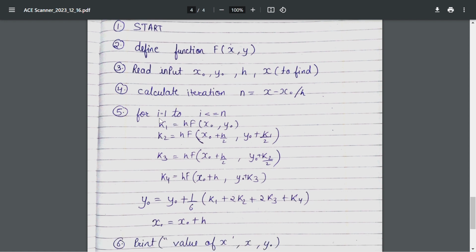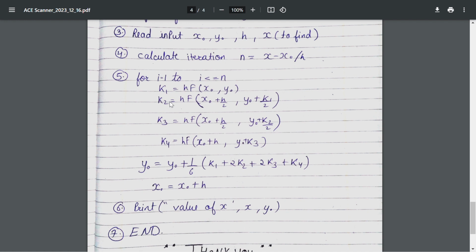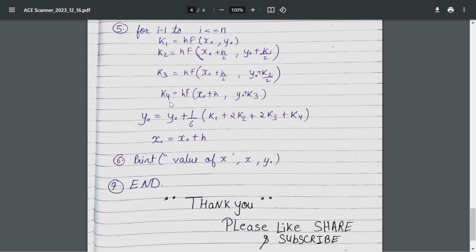Now we will use a for loop i equals 1 to i less than or equal to n, and we will put the formula for Runge Kutta method, which is k1 equals h f of (x0 comma y0), k2 equals h f of (x0 plus h by 2 comma y0 plus k1 by 2), and k3 equals h f of (x0 plus h by 2 comma y0 plus k2 by 2), and k4 equals h f of (x0 plus h comma y0 plus k3).